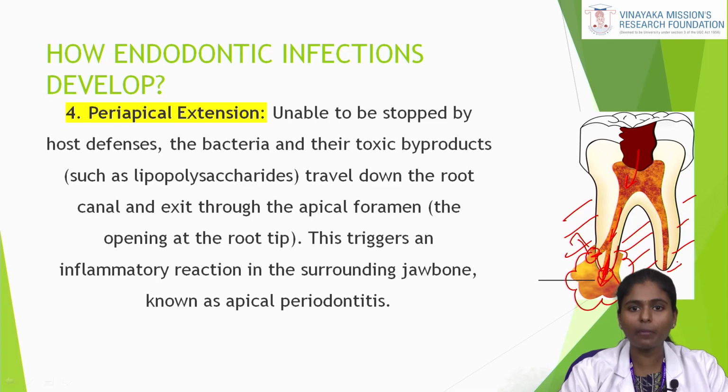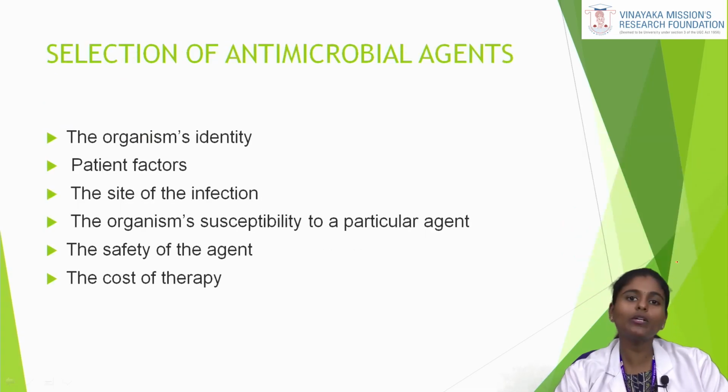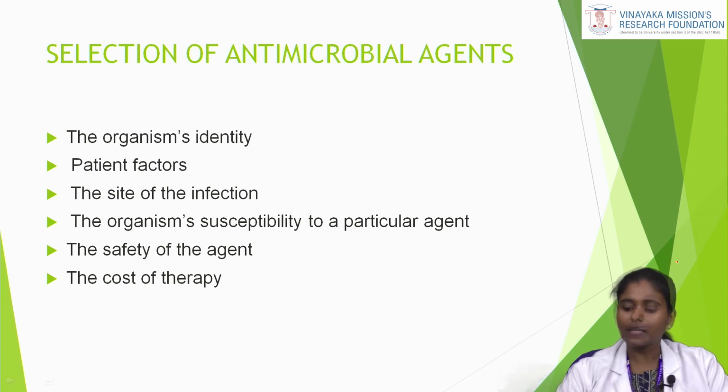So this triggers an inflammatory reaction surrounding the jawbone, also known as apical periodontitis. So coming to the selection of antimicrobial agents. The antimicrobial agents can be selected based on some criteria such as the organism's identification, patient factors, site of the infection, the organism's susceptibility to a particular agent, safety of the agent and cost of the therapy.